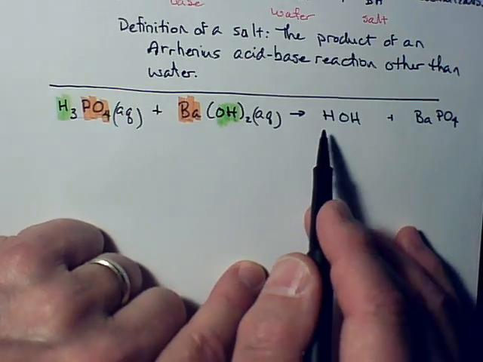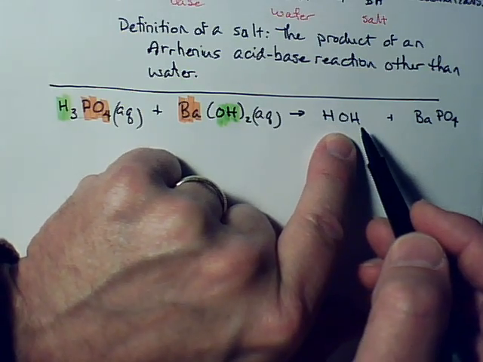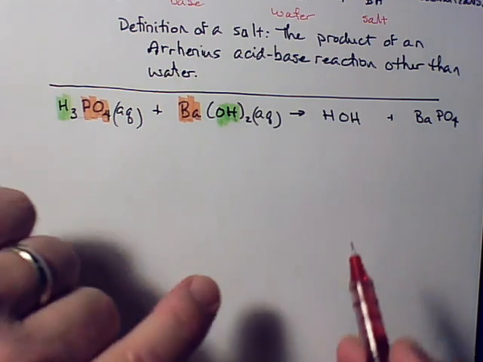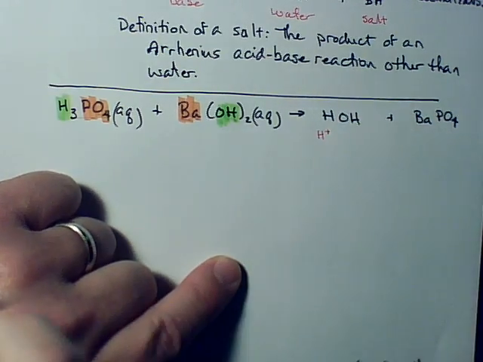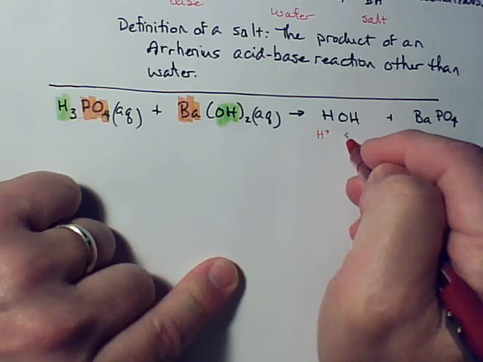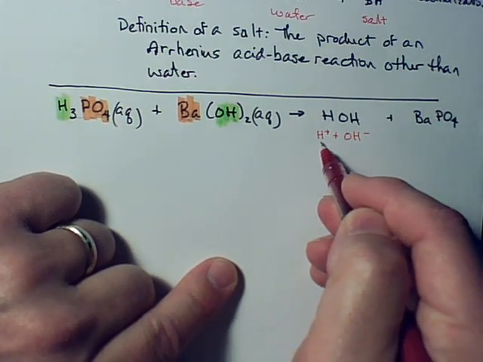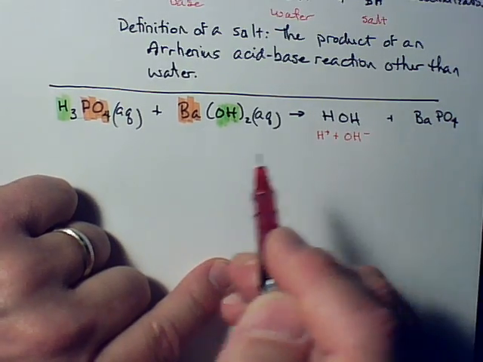Now, we got to balance these. I hope at this point you recognize that this is already balanced. Okay? We've been doing this enough that you should know that when you put hydrogen ions and hydroxide ions together, you get HOH. But just in case, to be consistent, hydrogen ions have a plus charge, hydroxide ions have a negative charge. You put them together, you need only one of each to neutralize the charges, so the formula is HOH.